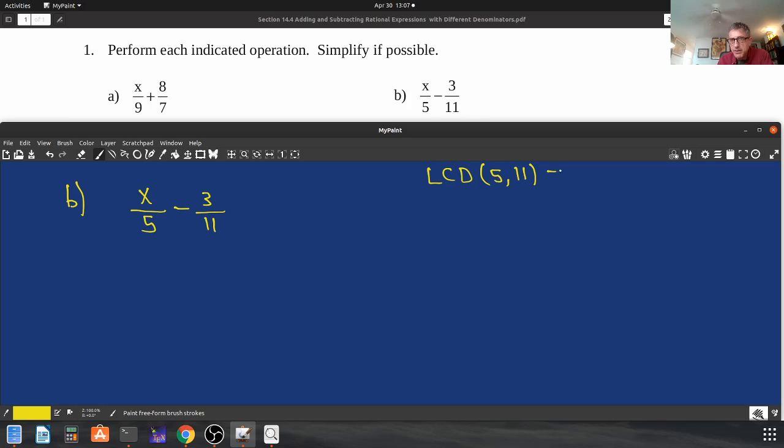Again, 5 and 11 do not share any common factors. So the LCD is 55.